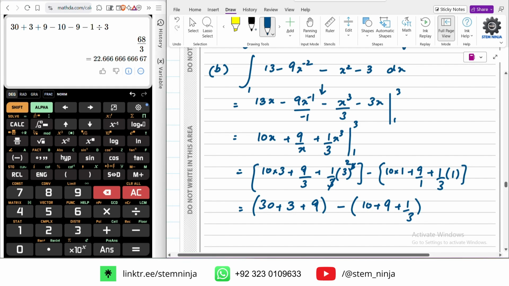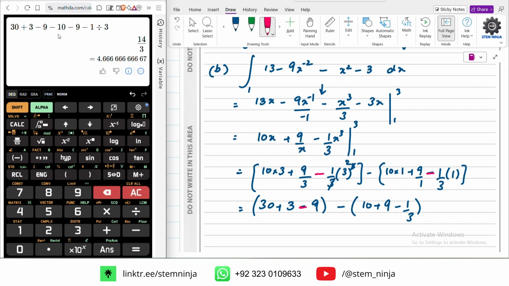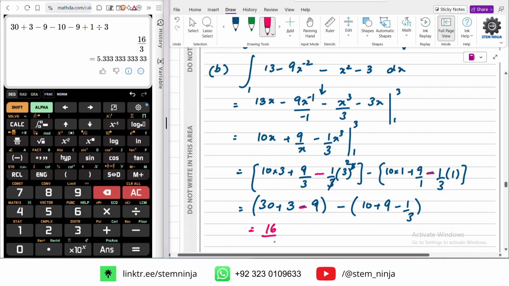This was minus. Why? Just a minor mistake. Minus, minus, minus, minus. So 30 plus 3 minus 9, and then minus 10 minus 9, and this is plus. Sorry, I was making a sign mistake all over. So this is just 16 over 3.